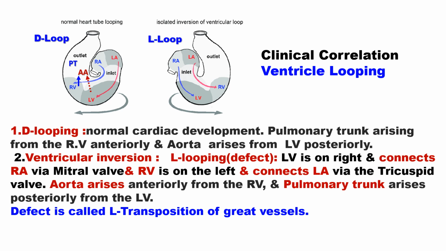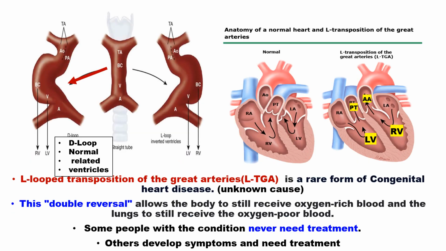In L looping or ventricular inversion, it's a defect wherein the left ventricle is on the right and is connected to the right atrium via the mitral valve, and the right ventricle is on the left and is connected to the left atrium via the tricuspid valve. The aorta arises anteriorly from the right ventricle and the pulmonary trunk arises posteriorly from the left ventricle. This defect is called L transposition of great vessels. So we have D looping, normally related ventricles, and L looping, inverted related ventricles.